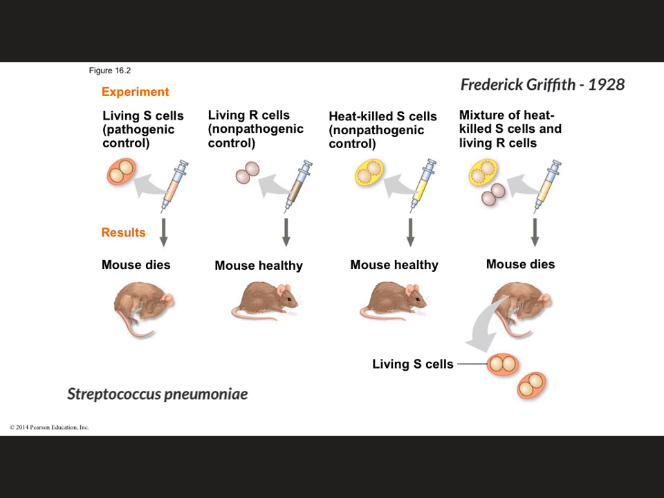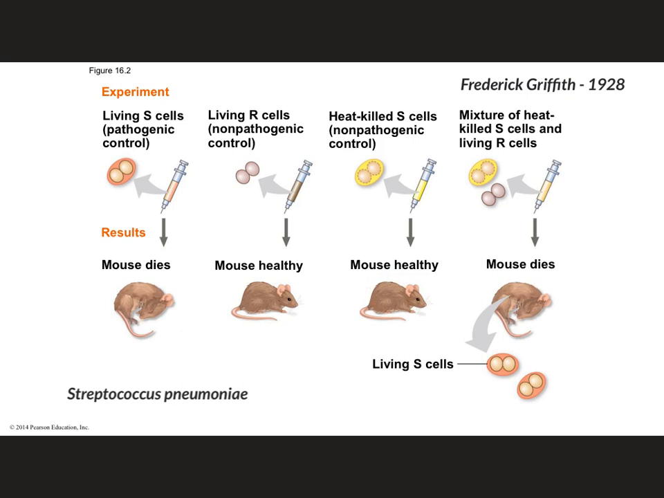He then went further to take heat-killed S cells, those pathogenic ones. He heat-killed them, and then he injected them into the mouse. And just like he suspected, he had killed the ability of these bacteria cells to grow, multiply, and cause disease. So when these heat-killed S cells were injected into a mouse, the mouse stayed healthy.